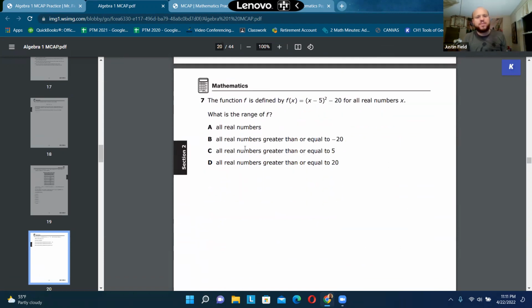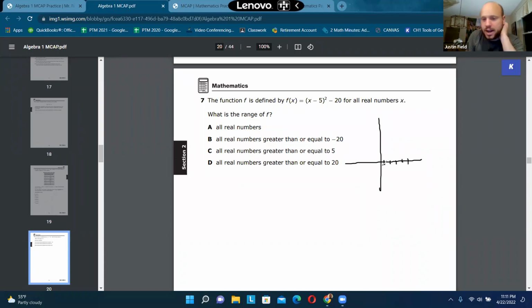The function f is defined by f of x equals (x minus 5) squared minus 20. Vertex form again. Wow, that's good because the question about the range is really easy since we have vertex form. Let me just go ahead and graph this guy. So 1, 2, 3, 4, 5, and then it's down 20. I could have counted by something besides ones, but whatever, I'm done.